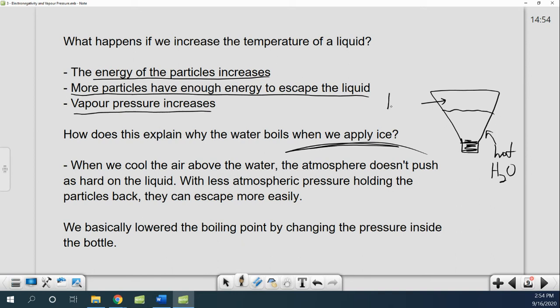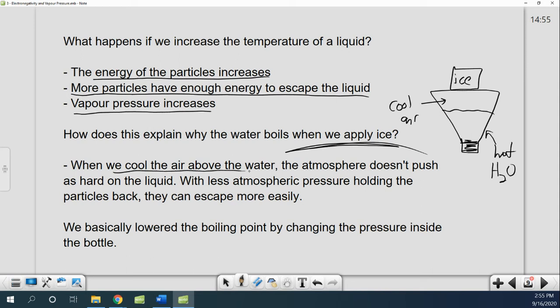Well, that was just boiling. That would be hot air, right? Hot air is going to have a lot of pressure. It's going to be bouncing around quite a bit. If I put an ice cube up here, well, that's not going to be hot air anymore. It's going to start to cool down.